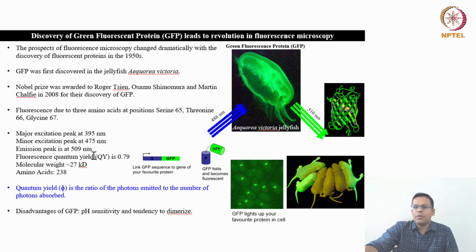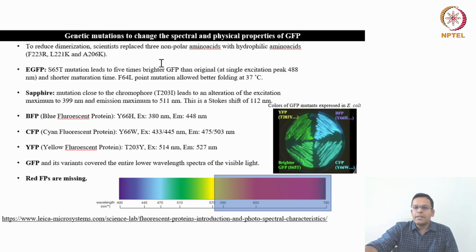So how to avoid this kind of problem? To avoid this, scientists started making several genetic manipulations to change the spectral and physical properties of GFP. So see which kind of genetic engineering was done. To reduce the dimerization, scientists replaced the non-polar amino acids with hydrophilic amino acids. So these are the conversions of 3 amino acids that they did in the original sequence of GFP.